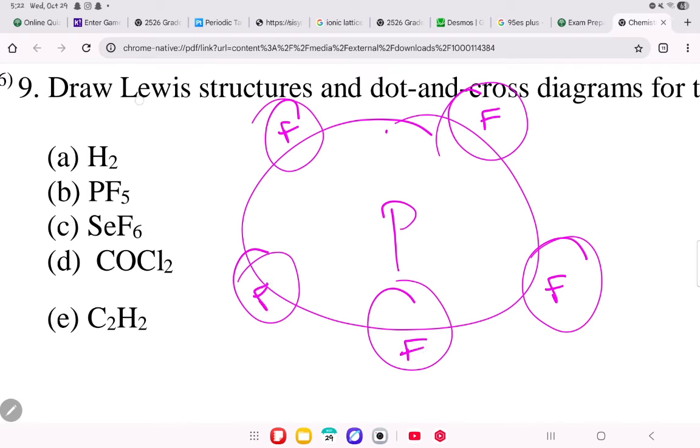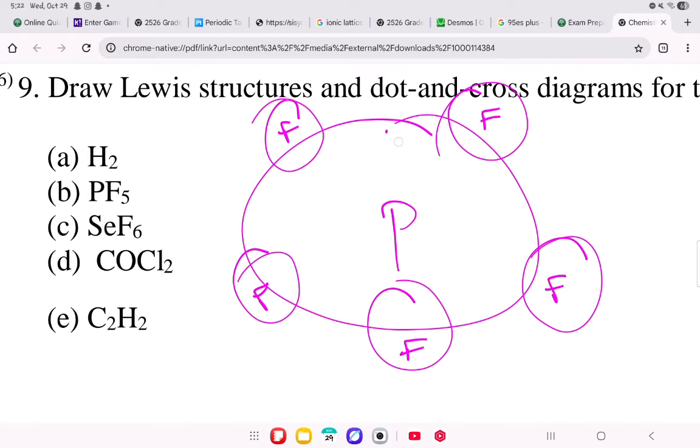Now we take the valence electrons of each of the atoms. So phosphorus is in group 5, that means it's supposed to have 5 valence electrons. And fluorine is in group 7, so it's supposed to have 7 valence electrons.